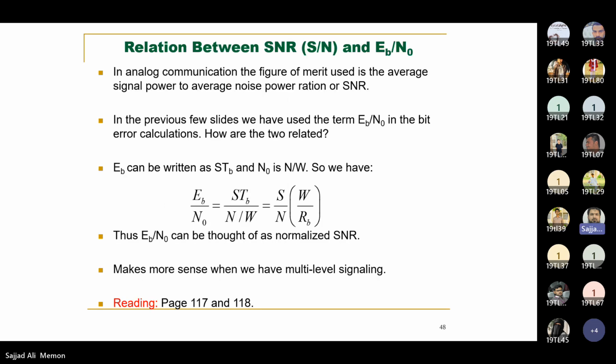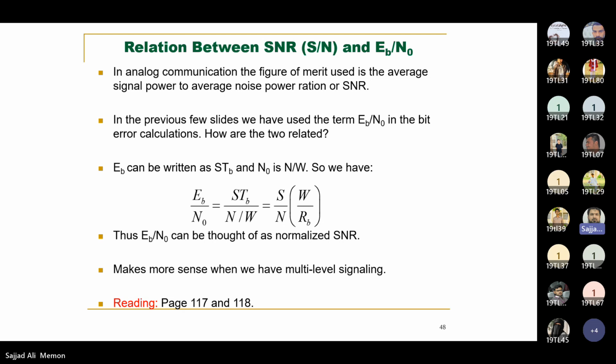Then we have the relation between signal to noise ratio and EBNR. This is how you can calculate energy per bit to noise ratio from the signal to noise ratio if you are given the bandwidth and the bit rate. You can also read from Bernard Sklar, pages 117 and 118.